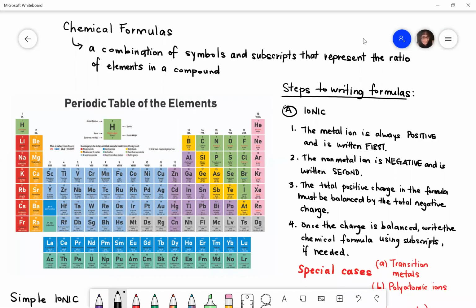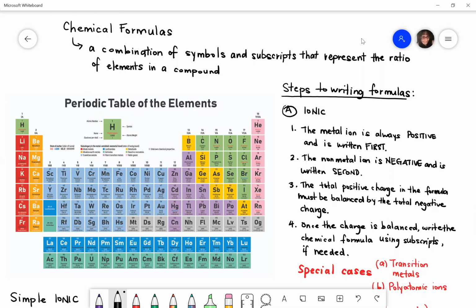Good afternoon, everyone. As per our meeting last week, you requested me to discuss a little bit more about naming chemical formulas and writing information about balancing chemical equations and talking about word equations and skeleton equations. So let's go. Recall that a chemical formula is a combination of symbols and subscripts that represent the ratio of elements in a compound.